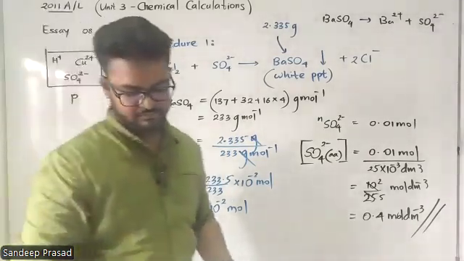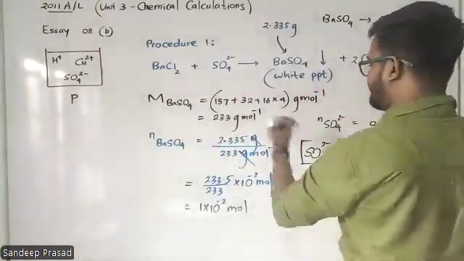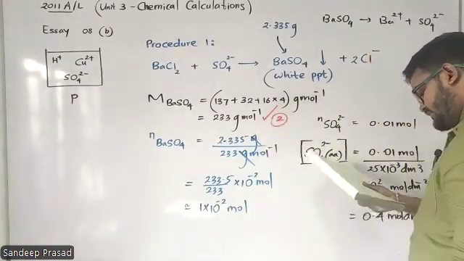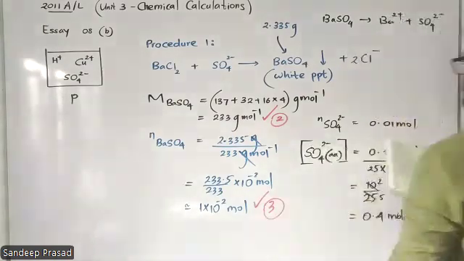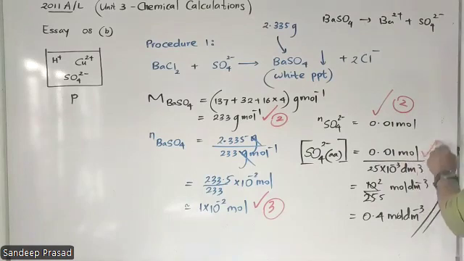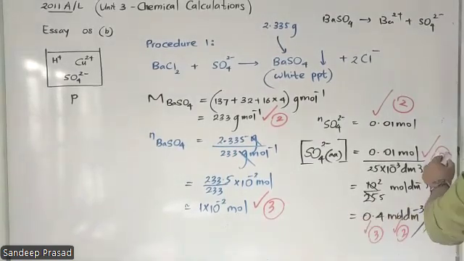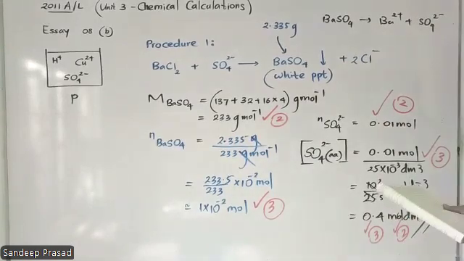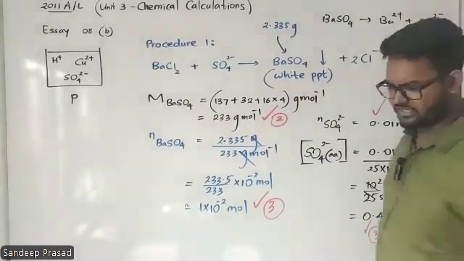So shall we go for the marking scheme? How have they given the marks? For writing this molar mass, they have given 2 marks with the correct unit. For finding the number of moles of barium sulfate, they have given 3 marks. For finding sulfate moles, they have given 2 marks. For this calculation, they have given 3 marks. For the final answer 0.4, they have given 3 marks. For the unit, they have given 2 marks. So altogether, how many? 9, 9, 6, 15. So 15 marks is given for procedure number 1, calculating sulfate molar concentration. It's very easy, yeah? It's not difficult.